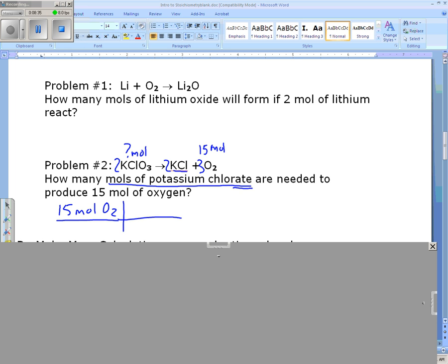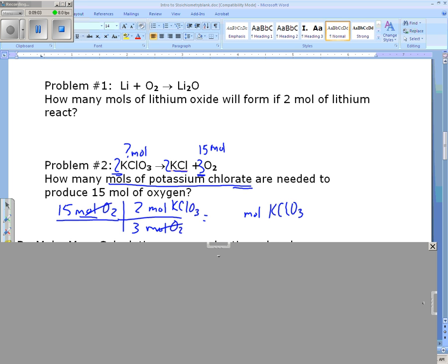And you ask yourself, can I use mole ratio? Because I have moles here, the answer is yes. So do. Moles of oxygen go down here. And then moles of where the question mark is goes on top, KClO3. Then fill them in with the coefficients. The coefficient of oxygen is 3. The coefficient of potassium chlorate is 2. Moles of oxygen cancel out. And I am just left with moles of potassium chlorate.